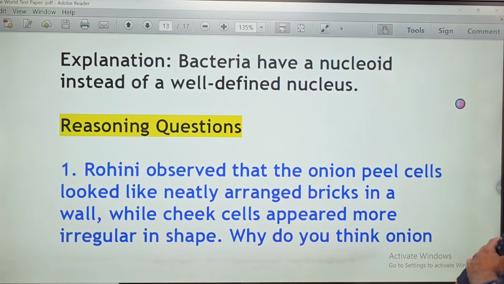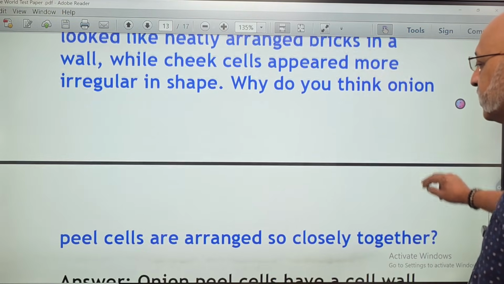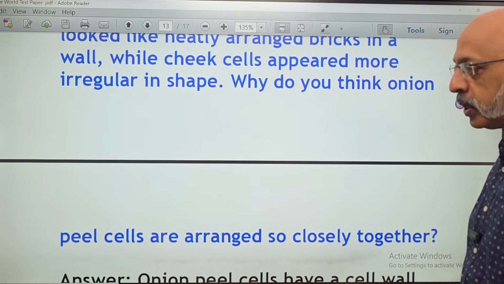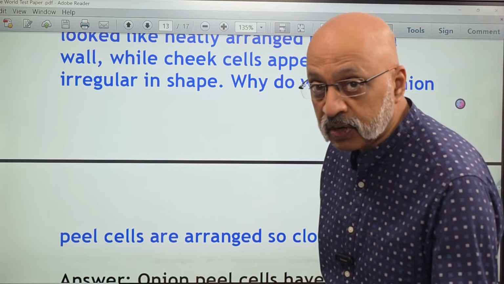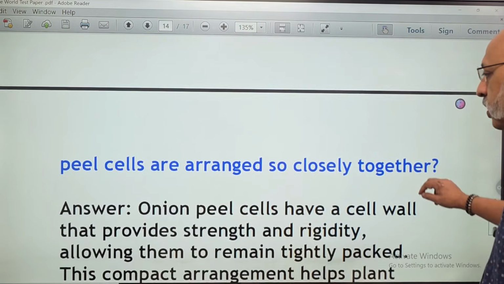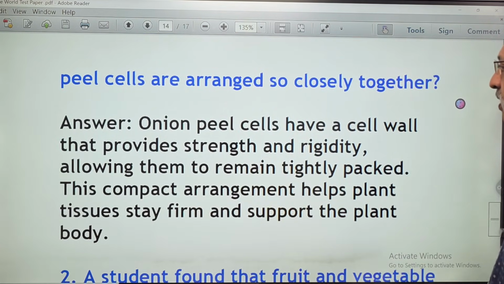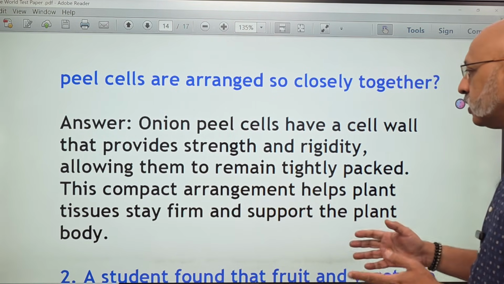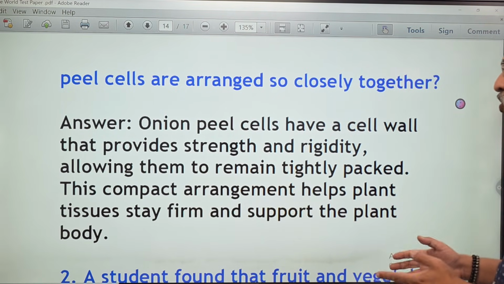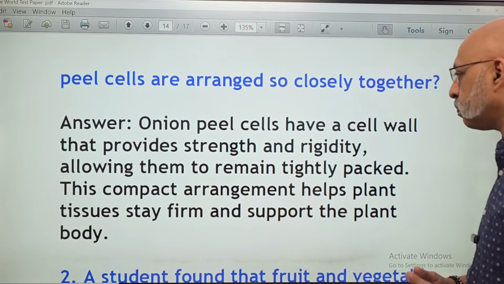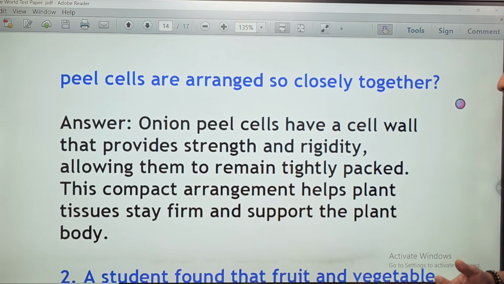Rohini observed that the onion peel cells looked like neatly arranged bricks in a wall, while cheek cells appeared more irregular in shape. Why do you think onion peel cells are arranged so closely together? Now, these can be 2-mark or even 3-mark questions. So, what you need to write is like this, that onion peel cells have a cell wall that provides strength and rigidity, allowing them to remain tightly packed. This compact arrangement helps plant tissue stay firm and support the plant body.